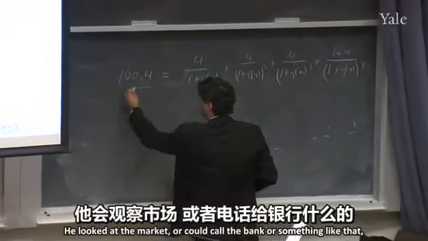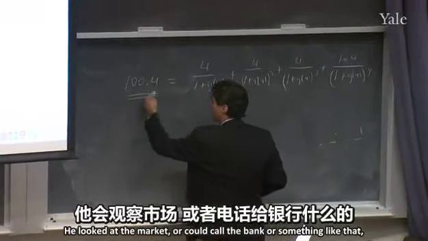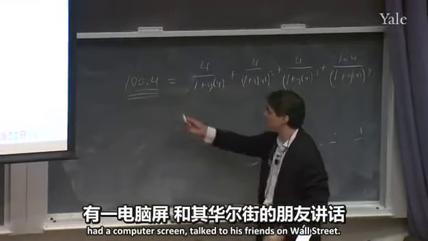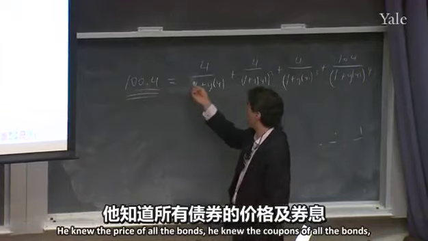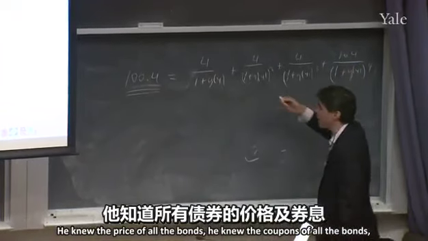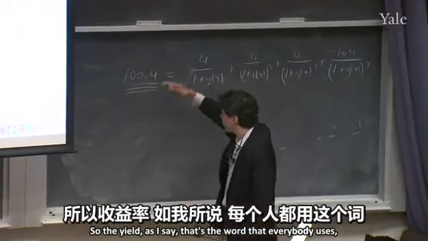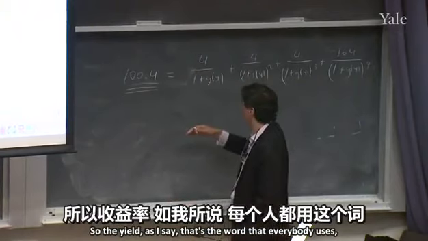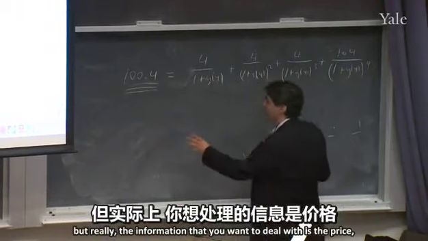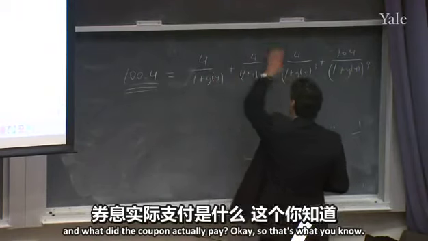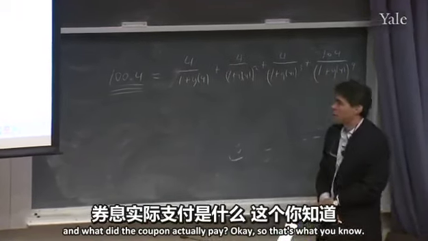He looked at the market or called the bank, had a computer screen, talked to his friends on Wall Street. He knew the price of all the bonds, he knew the coupons of all the bonds, and then he produced the yield for all the bonds. So the yield, as I say, is just the word that everybody uses, but really the information that you want to deal with is the price and what the coupon actually pays.